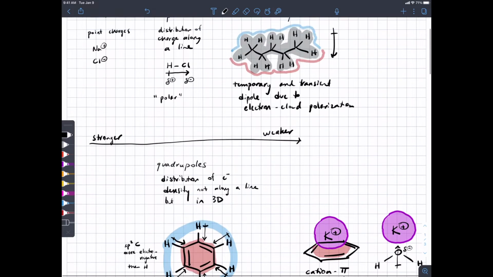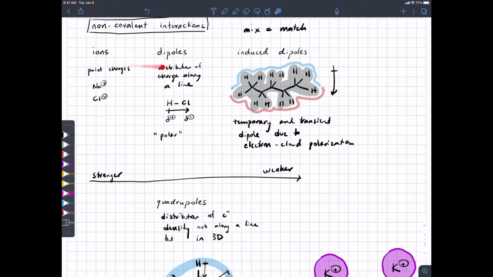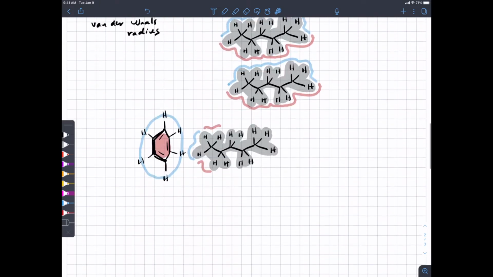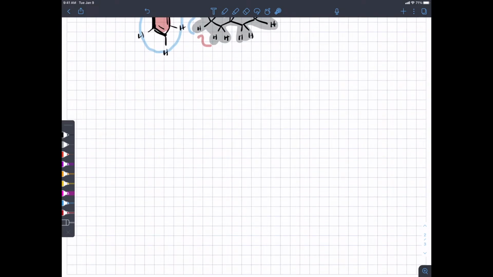So as I said, you can mix and match these. You can interact ions with dipoles or with induced dipoles and vice versa. We've talked about induced dipole interactions. A classic example of a dipole interaction is the hydrogen bond. You've heard of hydrogen bonding before, and it's possible it's been introduced to you as something different than a dipole-dipole interaction, but actually it's just a special kind of dipole-dipole interaction.